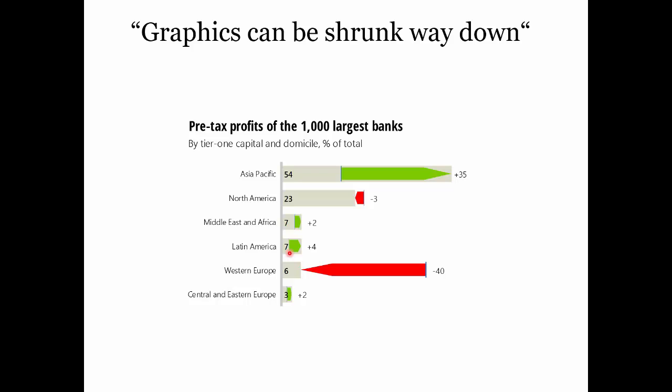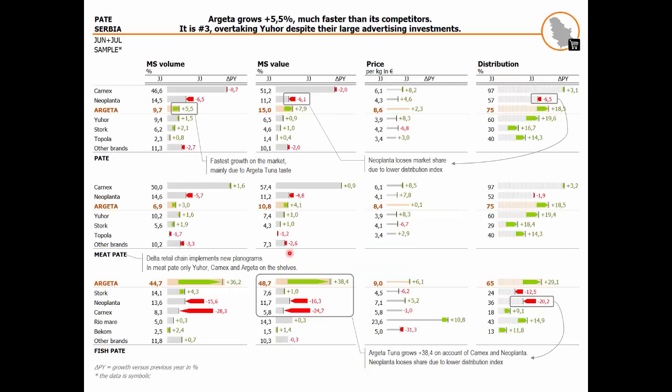And as Mr. Edward Tufte says, graphics can be shrunk way down. So you can make a chart much smaller. And why is this important? Because, of course, if you make it smaller, then you can just show more information.